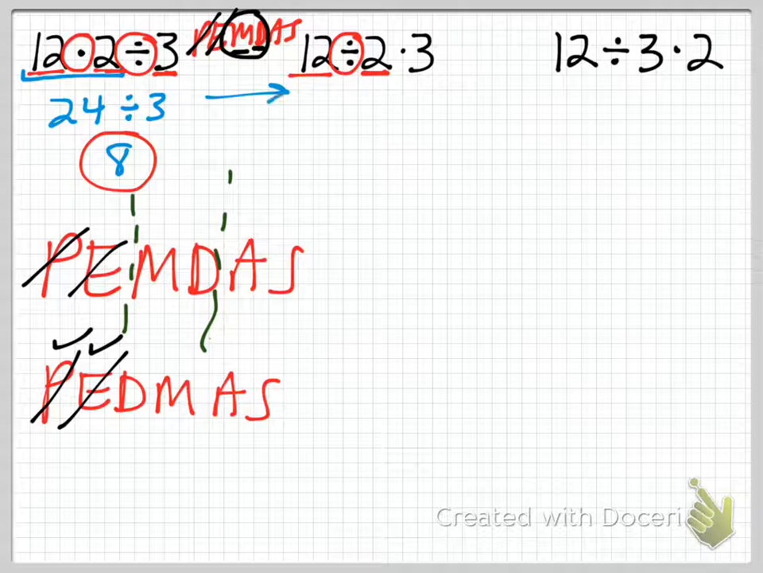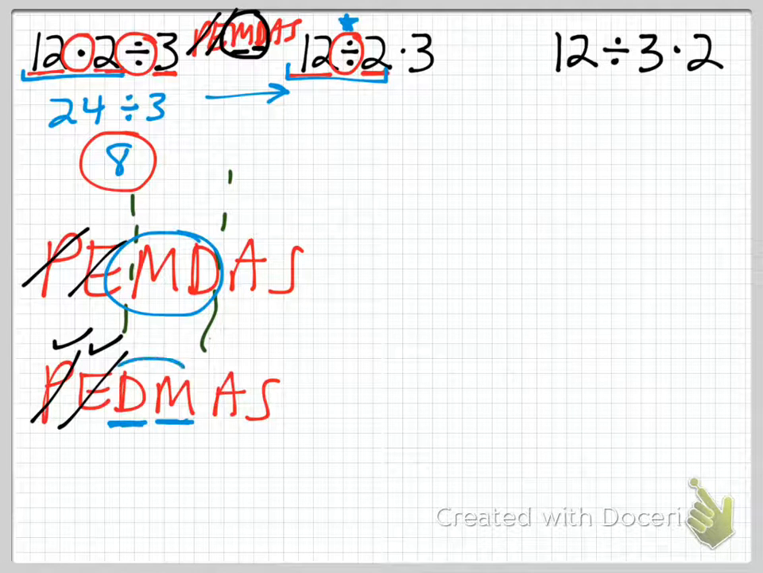As you're looking from left to right, the first operation you come to is this one right here. We have to do this first because it's division. I know it happens to be before the multiplication, but remember what I said down here, the D can come before the M. So when it's just multiplication and division, you do the first one you come to, just like you're reading a book from left to right.